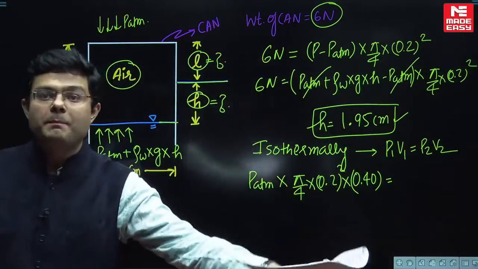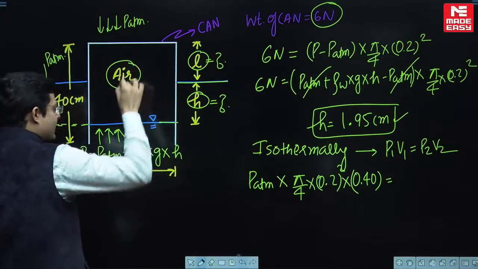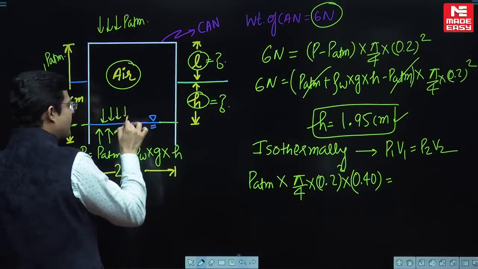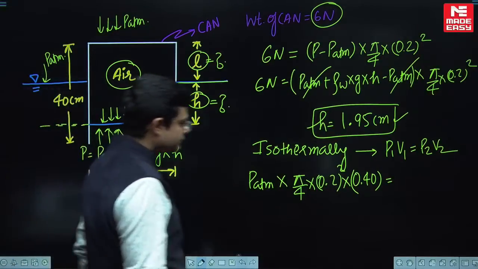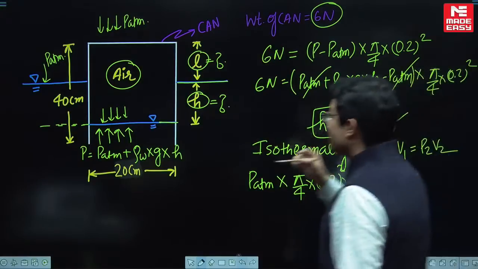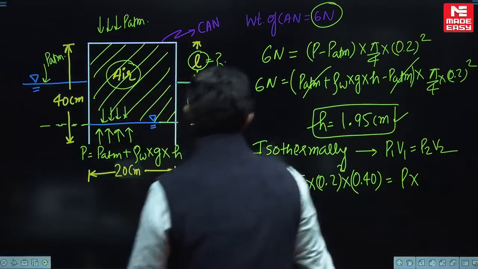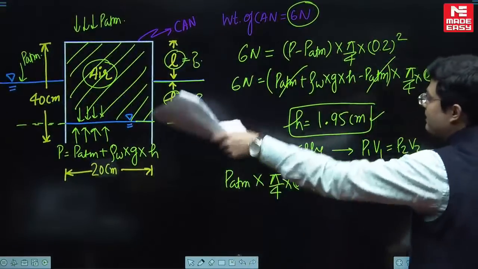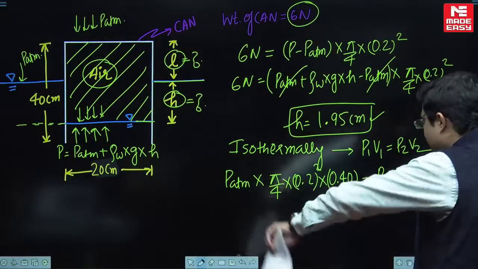What will be the final pressure of the air inside the can? See, the air inside the can is actually balancing this pressure. Can you guys guess that? So the final pressure after compression of the air is going to be P, multiplied by the final volume. The final volume of the air in the can is this volume. Getting my point? That is going to be pi by 4 into d square, that is 0.2 square, multiplied by height.